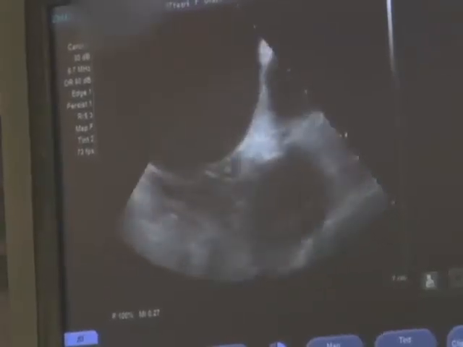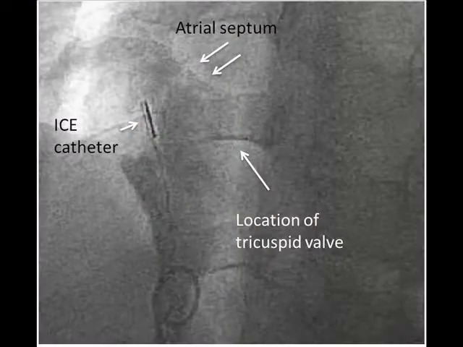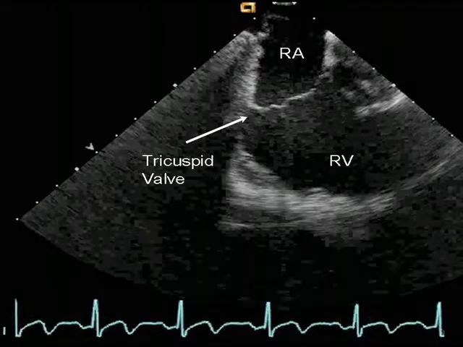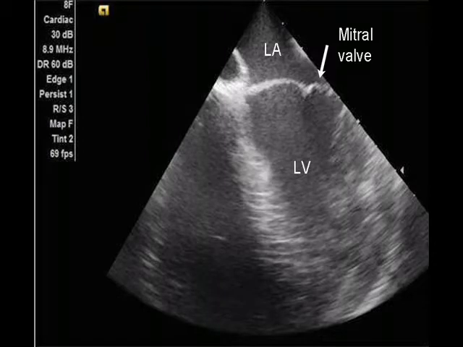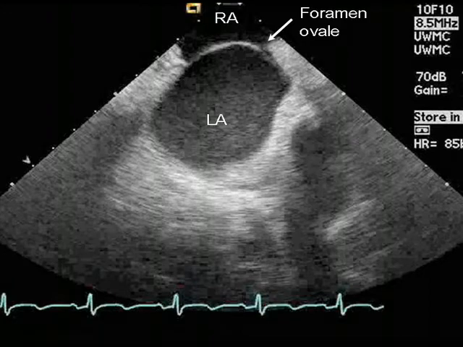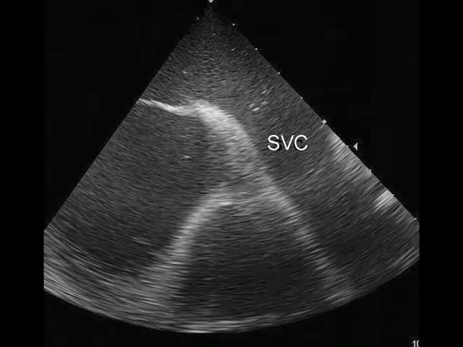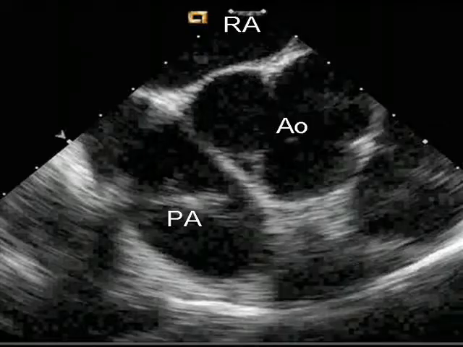With the ICE catheter in the right atrium, transducer position and orientation is adjusted to obtain standard views of the tricuspid valve, mitral valve, interatrial septum, superior vena cava, and a short axis view of the aortic valve.